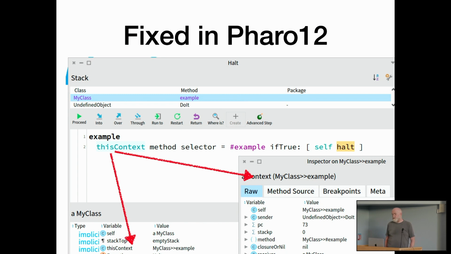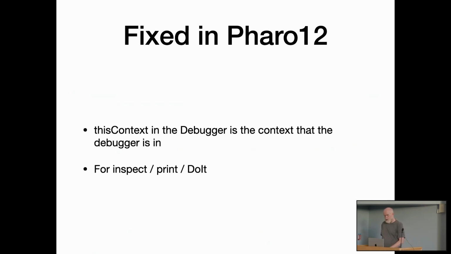That means if you inspect this context in the debugger, it actually is the context that the debugger looks at. And it is fixed for any do it that has the context inside, for printed, for inspected.